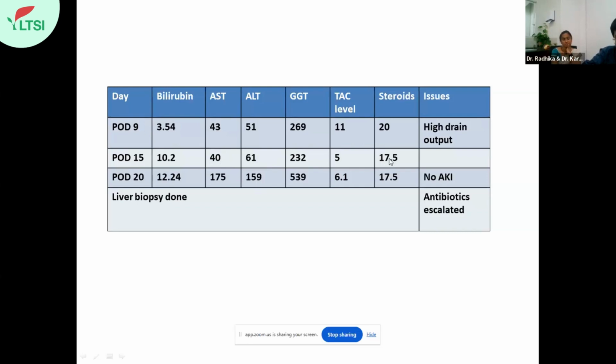On day 20, though with appropriate antibiotics, the bilirubin kept increasing. It went to 12.24 and the AST of 175, ALT of 159 and gamma GT of 539 with a TAC level of 6.1 and steroids of 17.5. So at this time, we decided to go in for a liver biopsy.